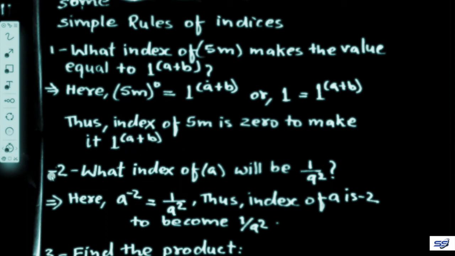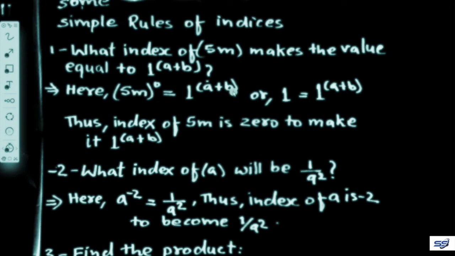In the second question, what index of a will be 1 upon a square? Here a power minus 2 equals 1 upon a square. Thus the index of a is minus 2. If the power sign is minus, then it should be inverted as 1 upon the same value. Here the power of a is minus 2, and when the minus is cancelled, it is placed as 1 upon a square.